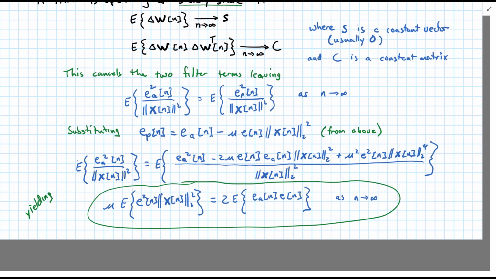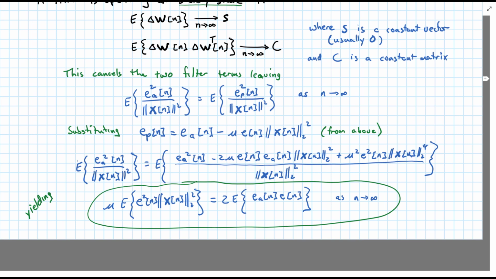So those cancel from both sides. That leaves us with just two terms. In the first term, the norm squared of x cancels. And in the second term, it at least cancels part of it. We have a square on the bottom and a to the fourth power on the top, leaving us with mu times the expected value of the error squared times the norm squared of x is equal to 2 times the expected value of the excess error times the error. Once again, this is as n goes to infinity.